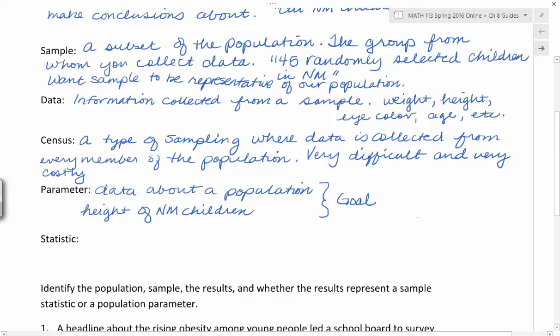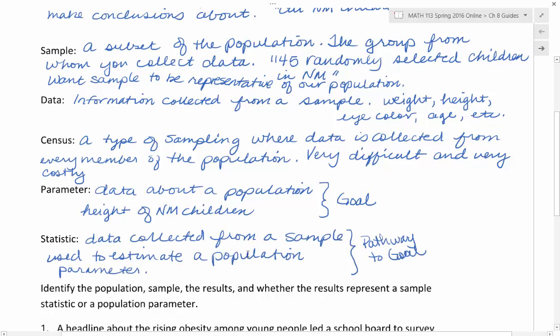A parameter is data that we have about a population. For instance, we might know the height of all New Mexico children. We might. It's difficult to get, but we might know that. And that would be our goal, something that we're shooting for, that we want to know, and it's about our population. So we might be interested in what's the average height of all New Mexico children age 8, for example, and we might want to find out by taking a sample.